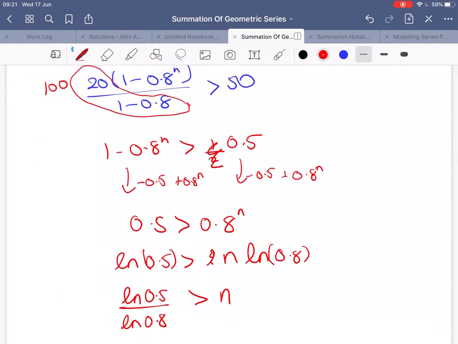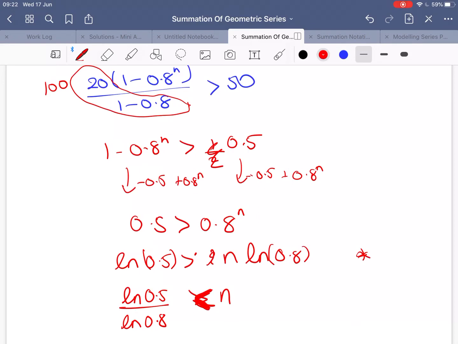So k is greater than. Now, this is the other thing you've got to remember. A natural logarithm of less than 1 is a negative number. So at that point, when you do the division, you have to change the way of this. You have to change the sign of the inequality. It has to flip around, and I forget it every single time.